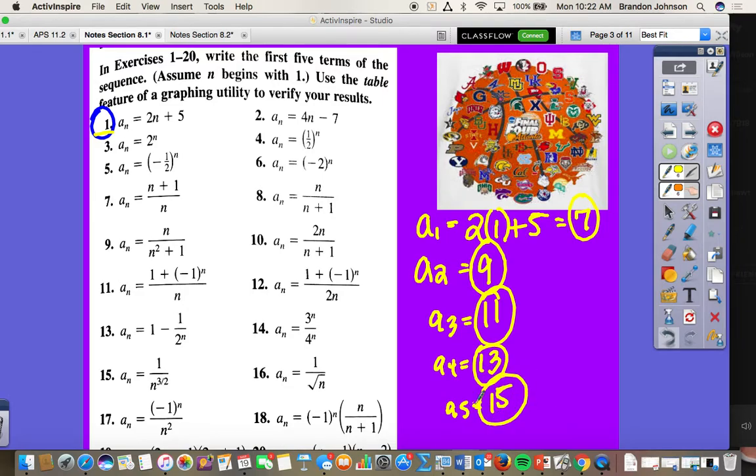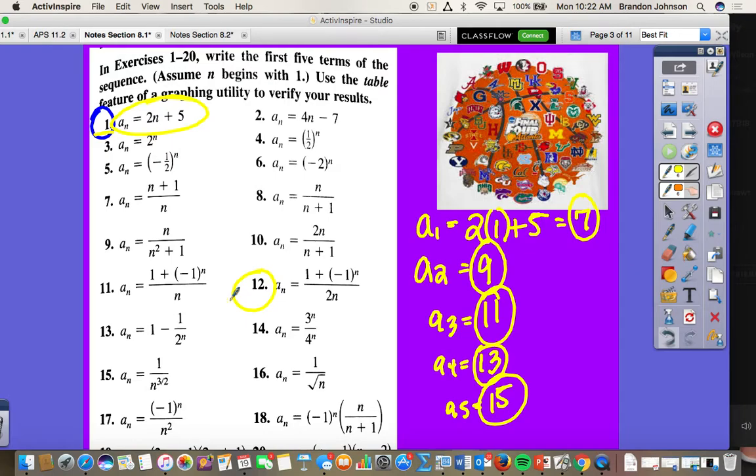So this is a finite sequence because I have a finite number of terms. But if I said, what about just that formula, a sub n equals 2n plus 5, is that finite or infinite? Infinite. It's infinite because I didn't tell you to find a certain number of terms. How do y'all feel on that? Pretty simple? If I took a more complicated one like number 12, and said find the first 5 terms, where would I plug 1 through 5 in for? N, right?